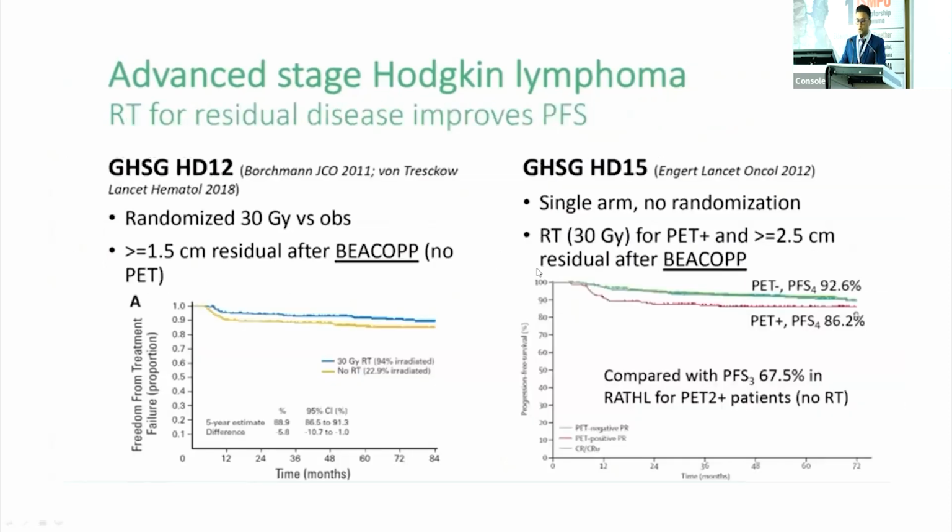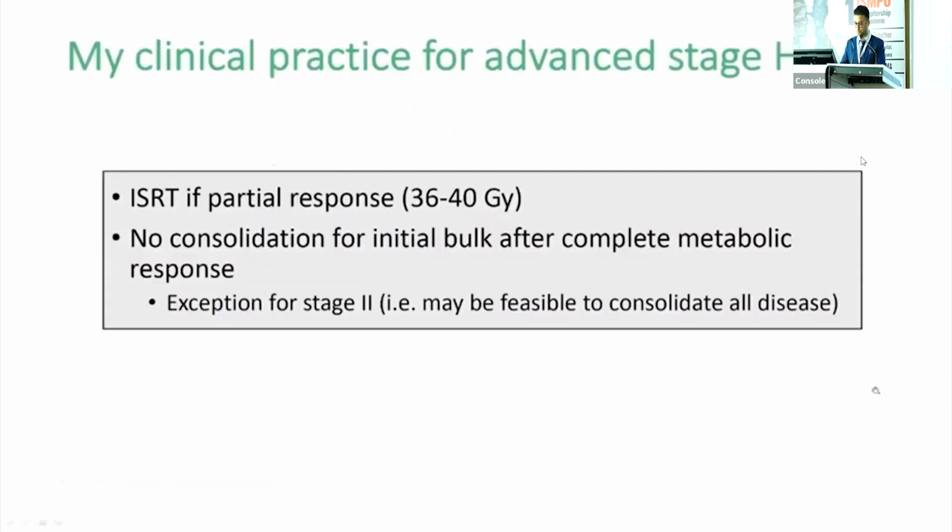So is there any benefit for radiation in the residual disease arm? HD12 and HD15 answer this question: patients with partial response or a residual mass of 3 to 5 who received radiation had a PFS benefit, and this benefit is actually quite high. So radiation is given for patients with residual disease in advanced stage Hodgkin lymphoma. For my clinical practice, in advanced stage Hodgkin lymphoma, I go with ISRT in case of partial response, and no consolidation for initial bulk after CMR, with an exception in stage 2, because stage 2 was actually higher in the Italian randomized trial and the other stratified groups.